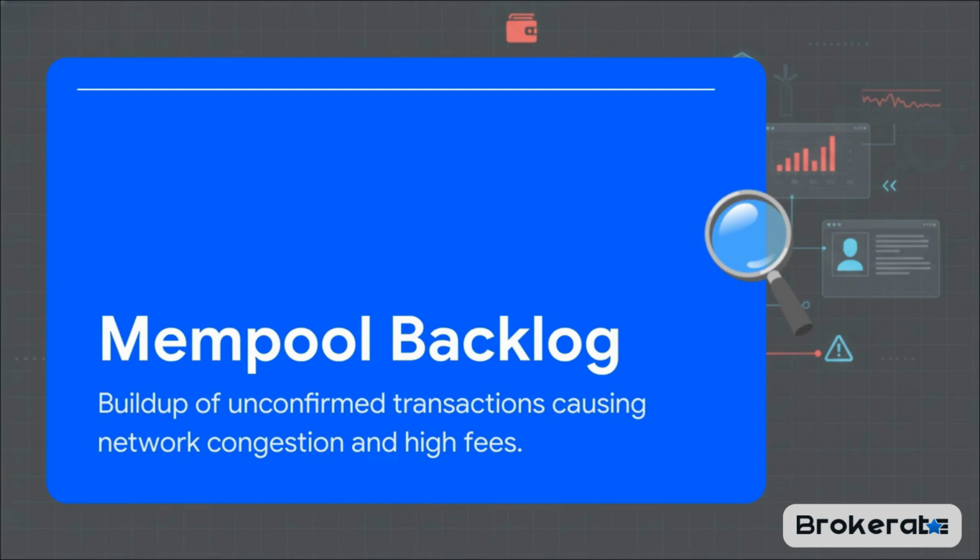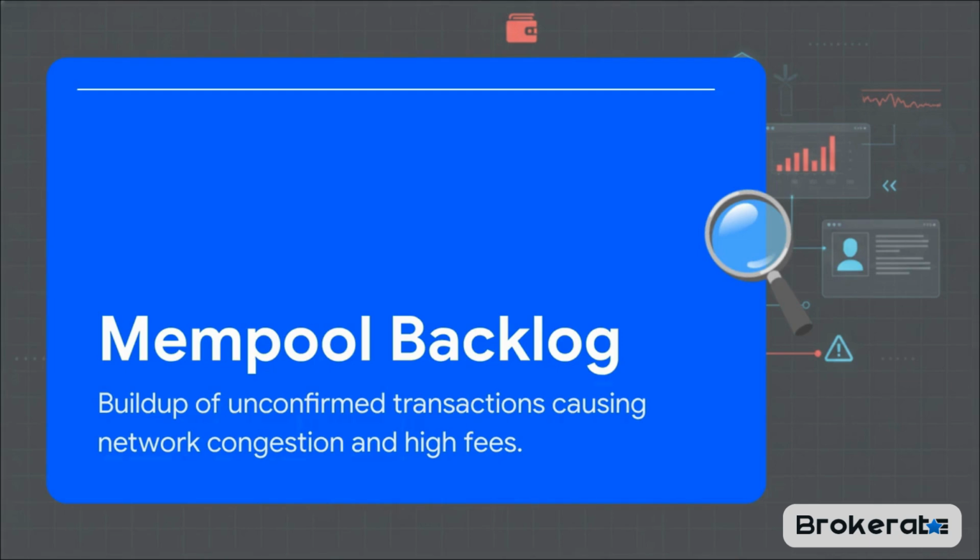What gives? Well, the most likely culprit is a mempool backlog. Think of the mempool like a giant digital waiting room for unconfirmed transactions. When a blockchain gets incredibly busy, this waiting room fills up fast, causing major network congestion and spiking those gas fees. If the exchange's algorithm didn't attach a high enough fee to your transfer, network miners are going to prioritize other better-paying transactions, leaving yours just sitting there pending, sometimes literally for hours.